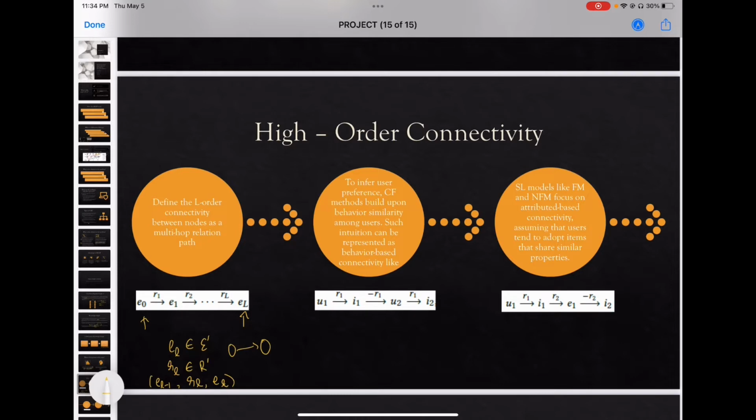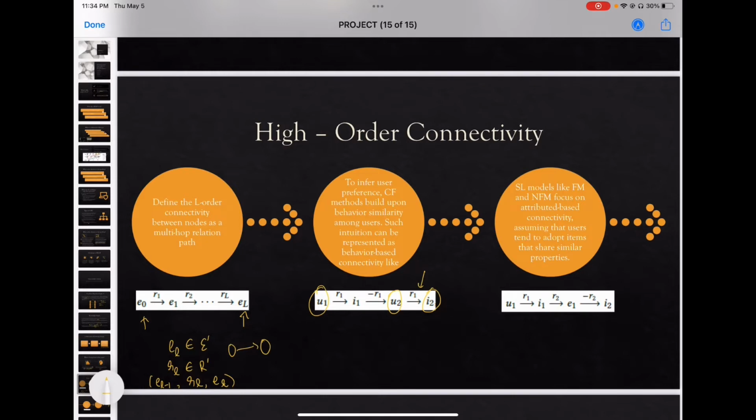Now, to infer user preference, CF methods build upon behavior similarity among users, like we saw in the example with user X and its neighborhood users. Such intuition can be represented as behavior-based connectivity using the following expression, which suggests that user U1 would exhibit a preference on I2 because a similar user U2 has adopted item I2 before.